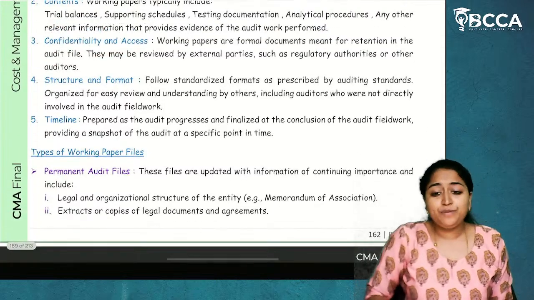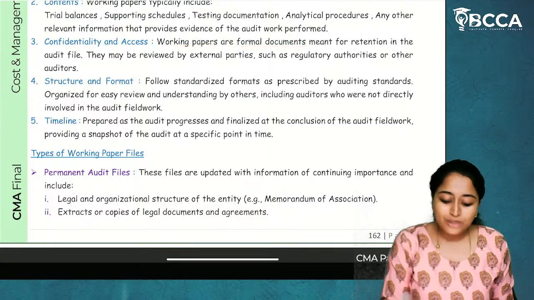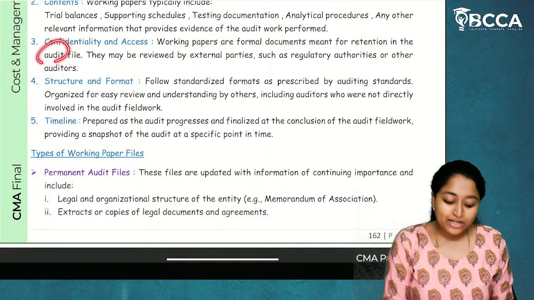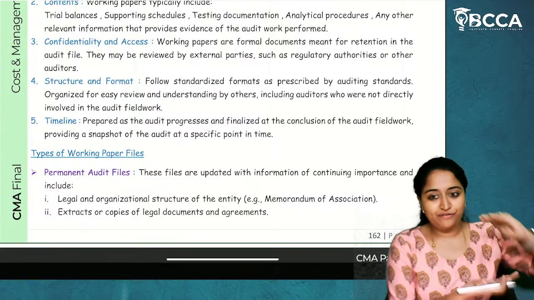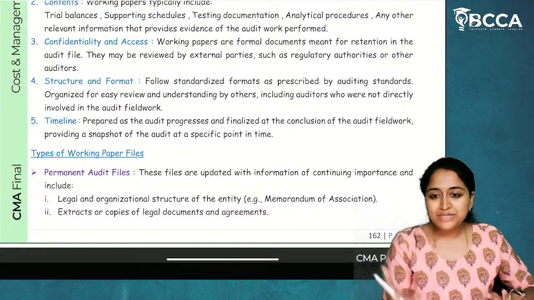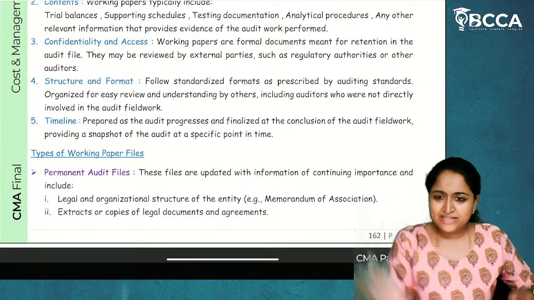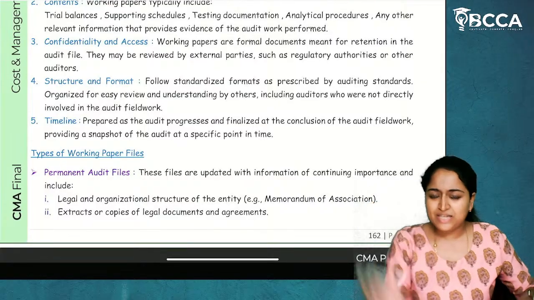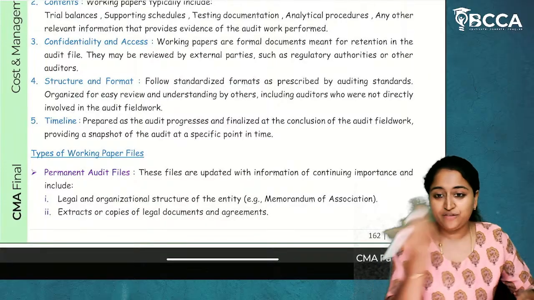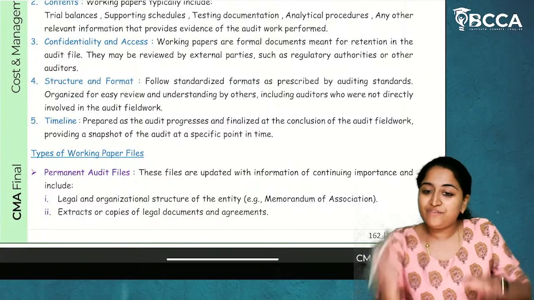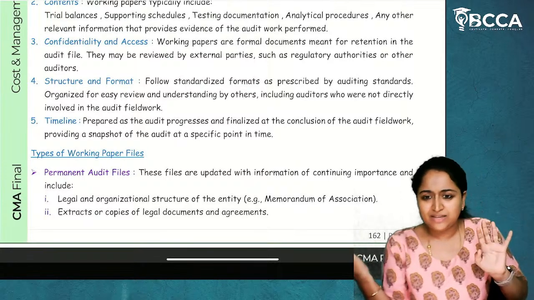Next, confidentiality and access should be maintained. Working papers are formal documents meant for retention in the audit file. Now, what is this audit file? Audit file is nothing but a file. In your homes, there will be a file. In that file, each and every document will be there: your 10th certificate, your inter certificate, your CMA inter certificate, your CMA foundation passing certificate, your degree certificate. If you have done any other qualification, that also will be there. Your house documents will be there. Each and everything will be there in that file.